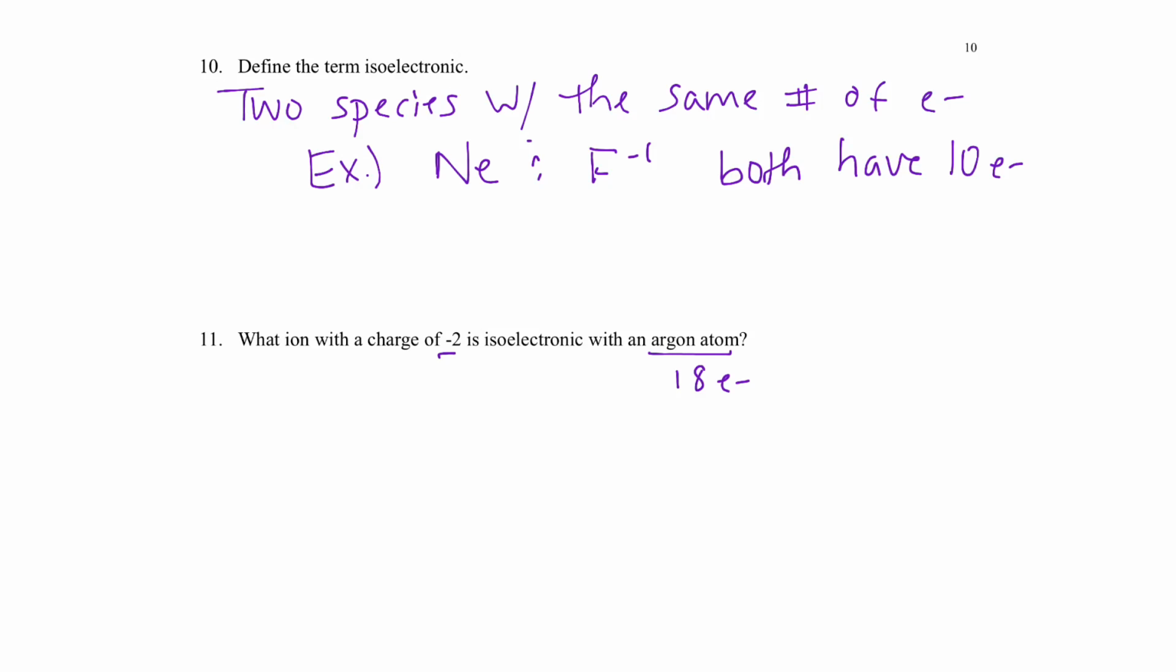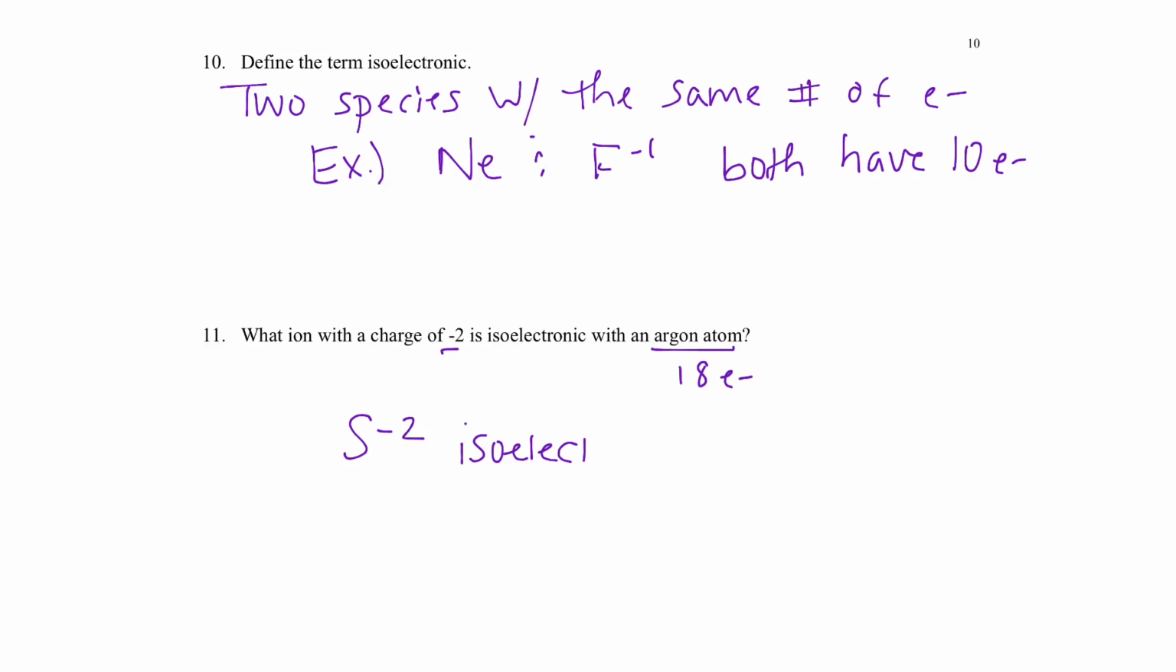If we look on our periodic table, all of the ions that form -2 charges are in group 16. So if we narrow it down from group 16, we see that oxygen has 8 electrons when it's neutral, so adding 2 to that would make it 10. Sulfur has 16 electrons when it's neutral, so to get that -2 charge, if it gains 2 electrons, it would have 18 electrons. So the sulfide ion would be isoelectronic with a neutral argon atom. Because they both would have 18 electrons.